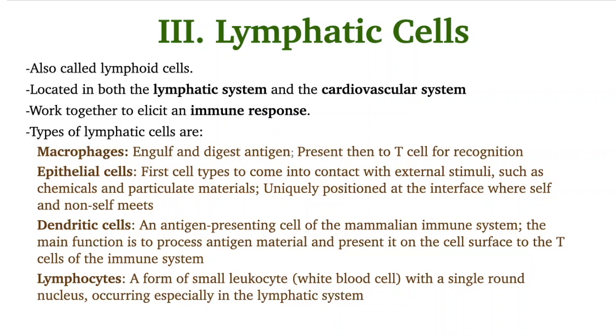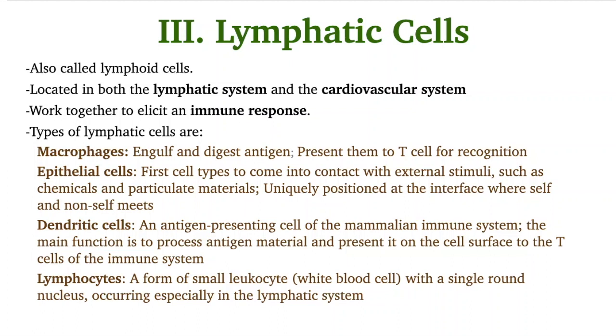The macrophages are going to engulf and digest a foreign invader, an antigen, and then present them to the T cells for recognition. The epithelial cells, think of epithelium. Basically, this is going to be the first type of cells to come in contact with an antigen or external stimuli. So think about the skin cells, think about the outside lining of the throat. These epithelial cells are going to react to chemicals and different particulates, different materials that are taken in the body.